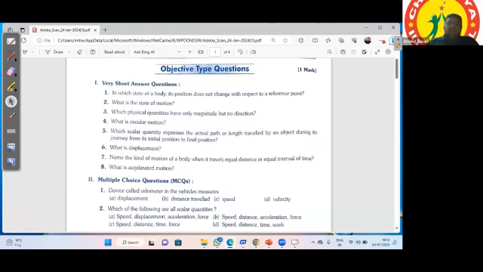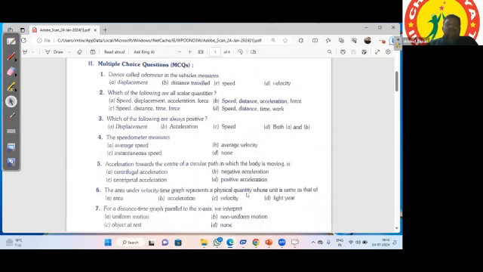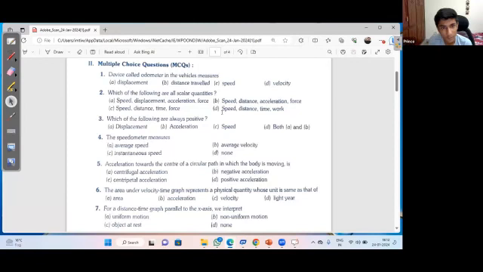Okay. Then the device called odometer in the vehicle, what does the odometer measure? Sir, the distance. Distance. Which of the following are all scalar quantities? So of the options given, which option represents all scalar quantities only? Sir, speed, distance, time, force. Is force a scalar quantity?